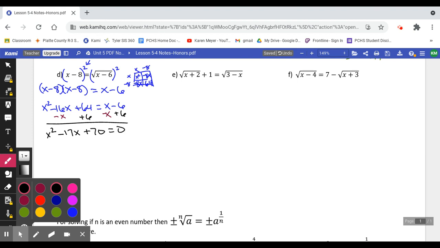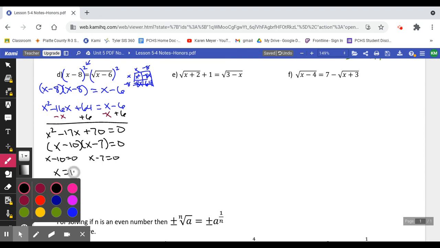Now I've got to factor. Fast factoring. What multiplies to 70 and adds to negative 17? That would be x minus 10 and x minus 7. So solve them. Pretend like you set them equal to 0.